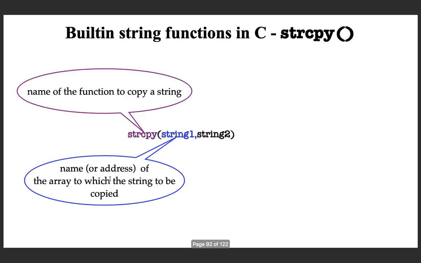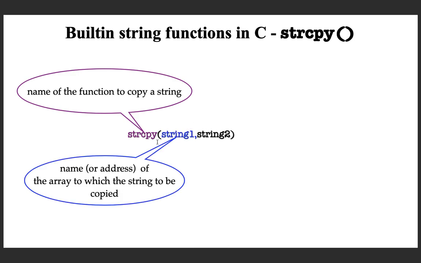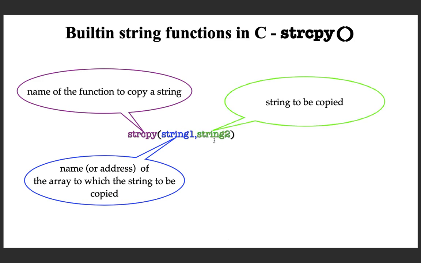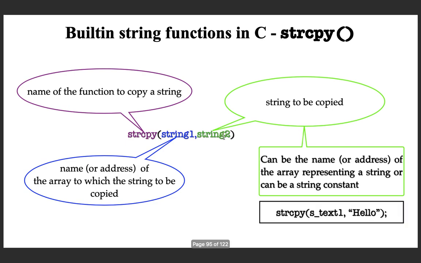This is how we can use it. This is the name of the function to copy a string from the second one to the first one. What is this string? The name or address of the array to which the string is to be copied. So this is the destination. And this is the source, the string to be copied. It can be the name or address of the array representing the source string, or it could be a string constant. In this case, you can say string copy to the first array with this string constant. That is allowed. But here it must be an array.